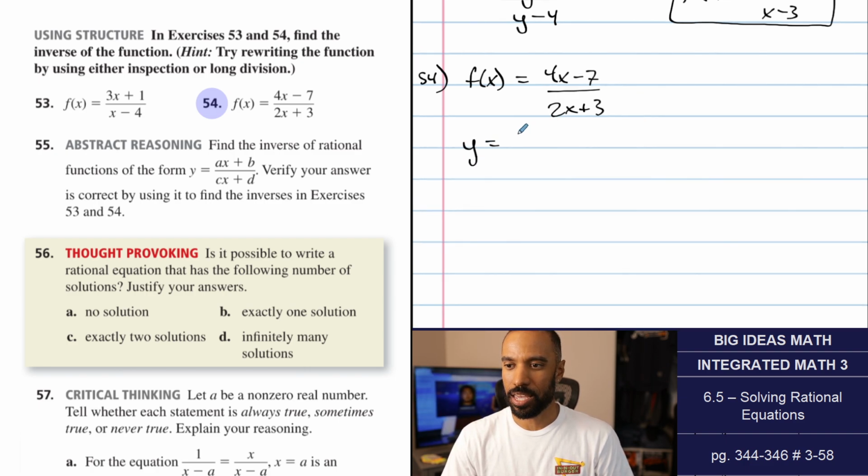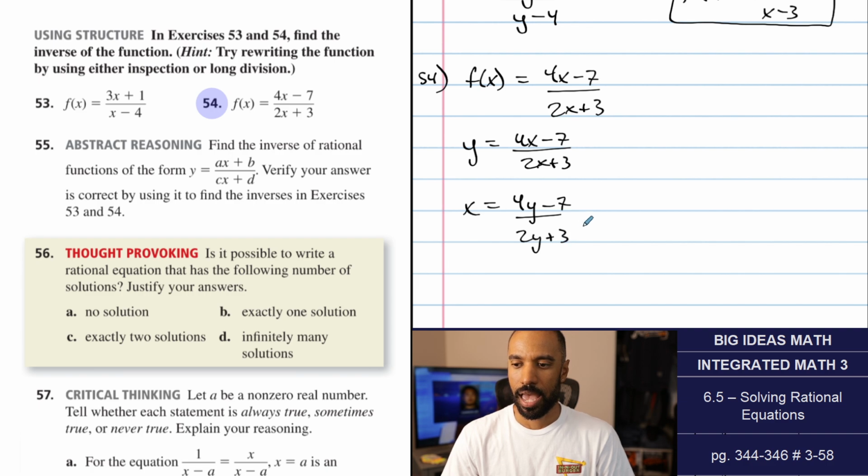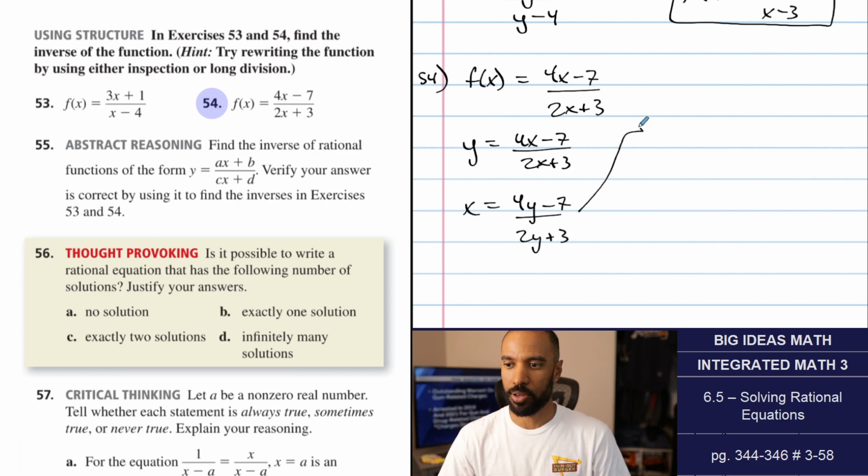Okay, so y equals, swap x and y, and now solve for y by distributing. If you notice, last time we multiplied 2y plus 3 up here, so I can distribute x into there right now, like that.